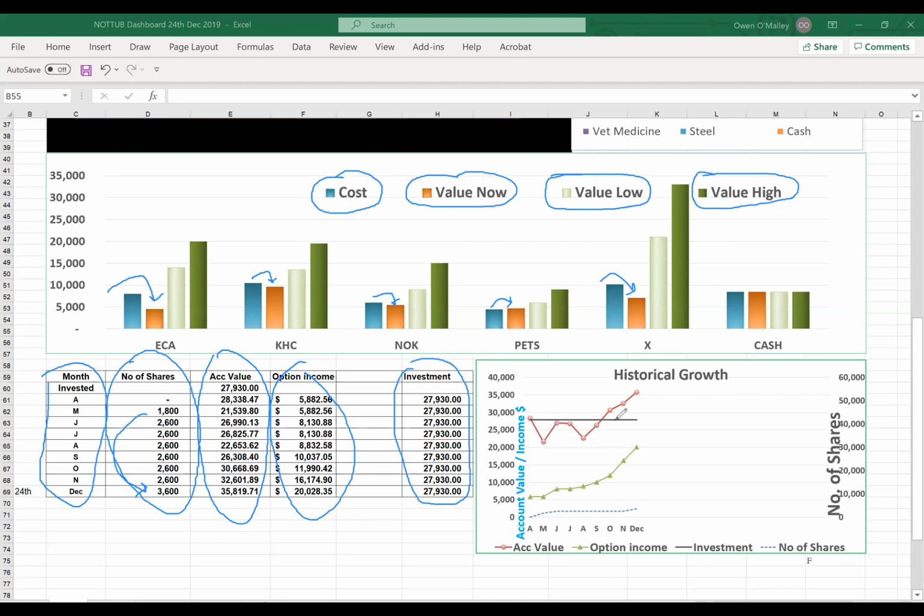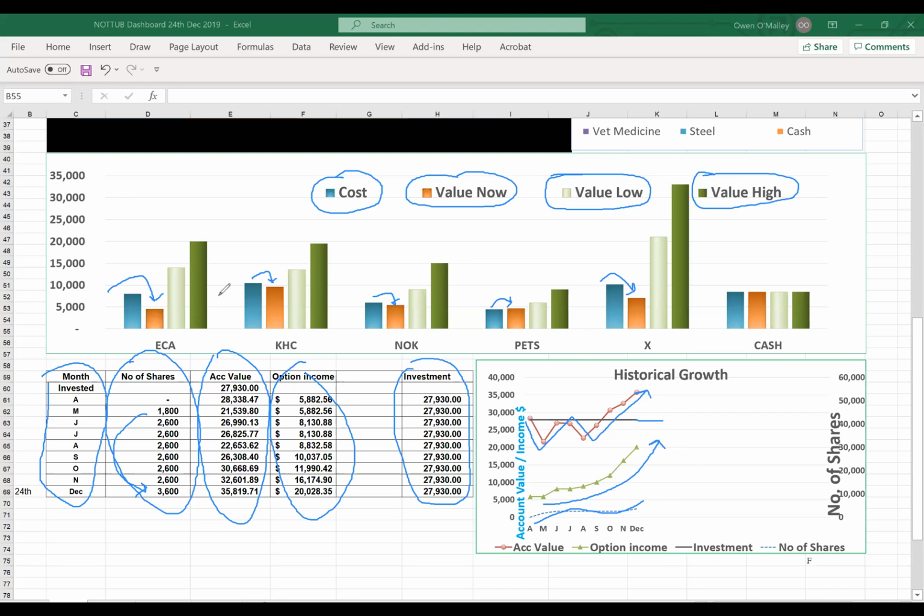So the black line here shows you the level of investment, the once-off investment over time. The red line shows you the value of shares going up and down relative to the amount invested. The green line shows you the accumulation of option income. And the blue line shows you the accumulation of shares. So this is a nice visual representation of the many different moving parts in the account.